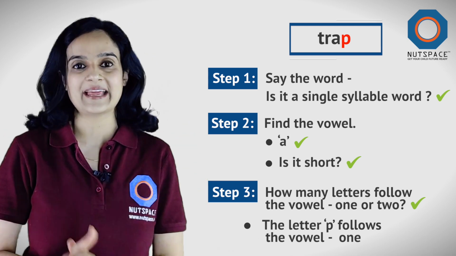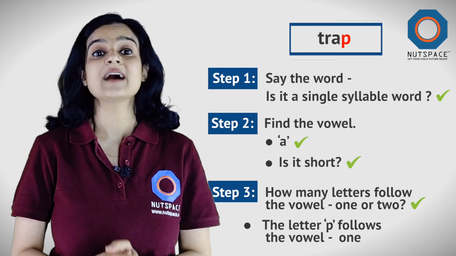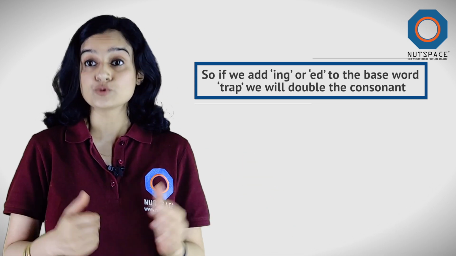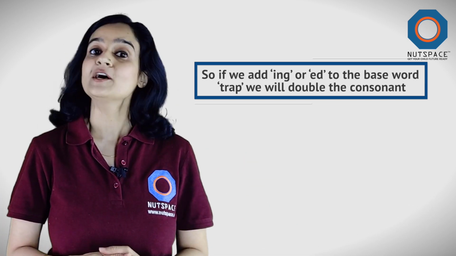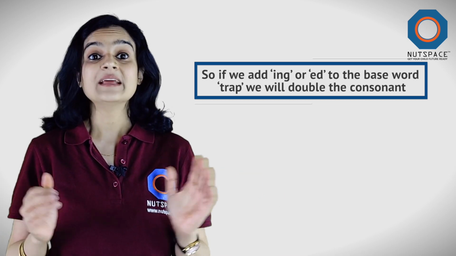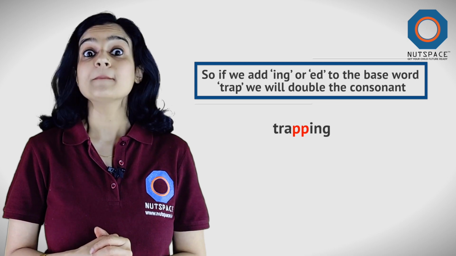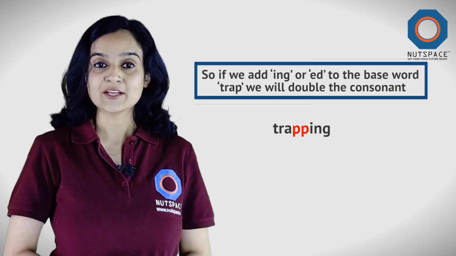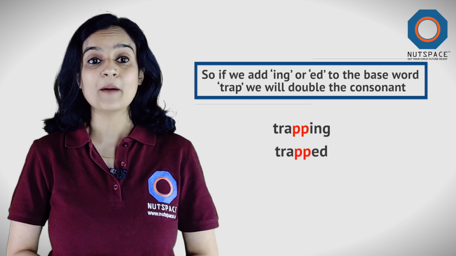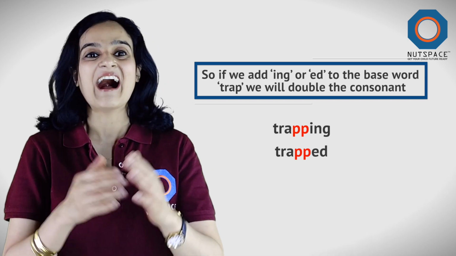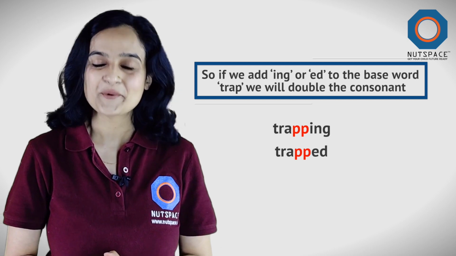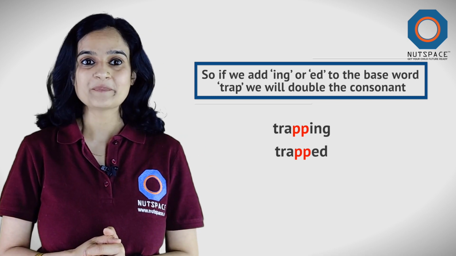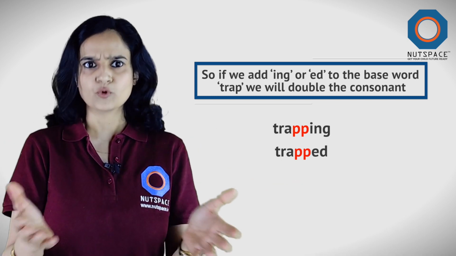So what is the rule? We are going to double the letter if there is 1 consonant after the short vowel sound. So if we add the common ending ing or say ed to the base word trap, we will double the consonant. So what will it become? It will become T-R-A-P-P-I-N-G, and that's when we add ing to it, and if we add ed to it, it will become, that's right, T-R-A-P-P-E-D. So we are going to be doubling the P. Would you like to practice this some more? You may now apply this rule to say a few more words.